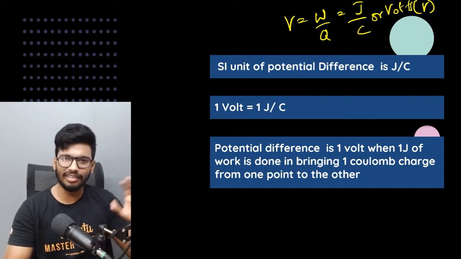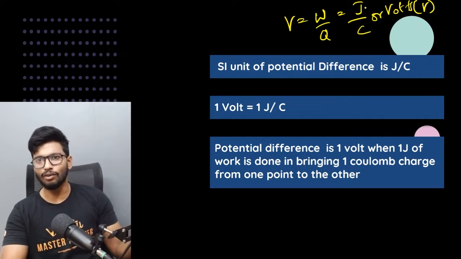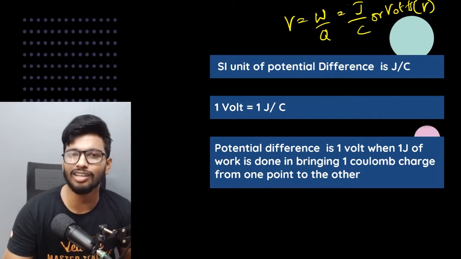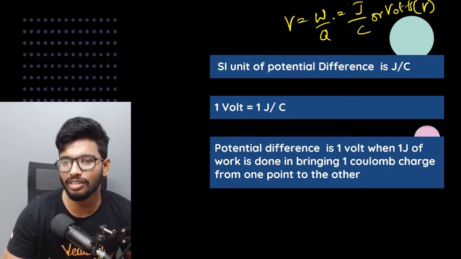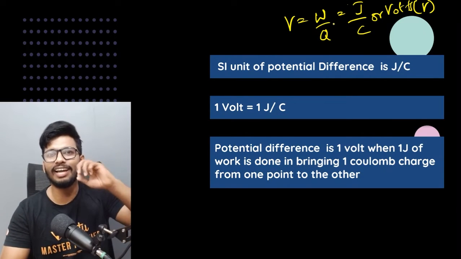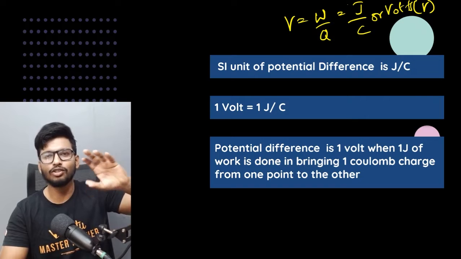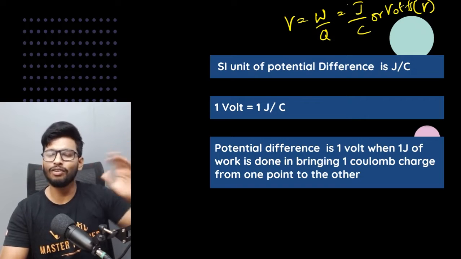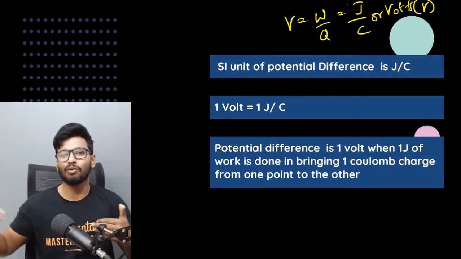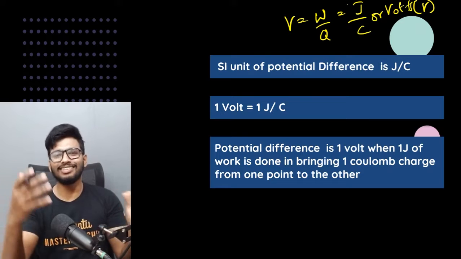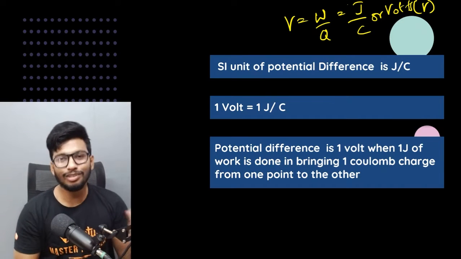But it's not that you don't have to remember this. There's a probability that they might ask you. In one of the exams, there was a question asking which quantity has the SI unit joules per coulomb, and the majority had forgotten it because you keep learning it as volts, and you forget that joules per coulomb is nothing but potential difference. So remember both of them.